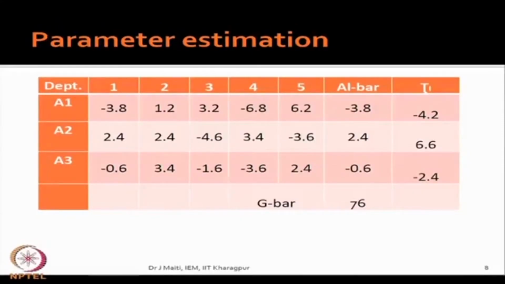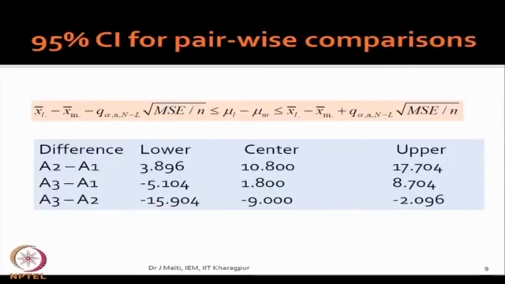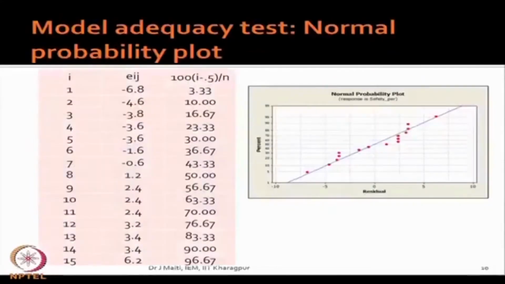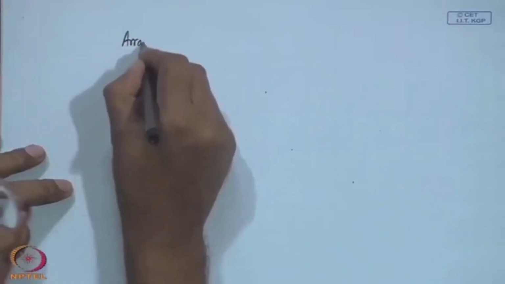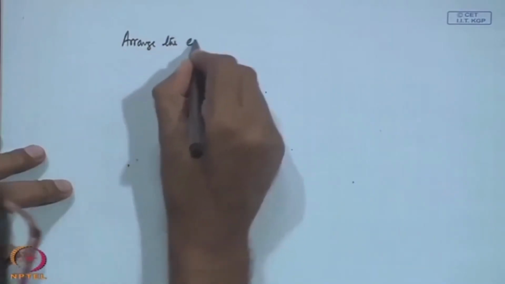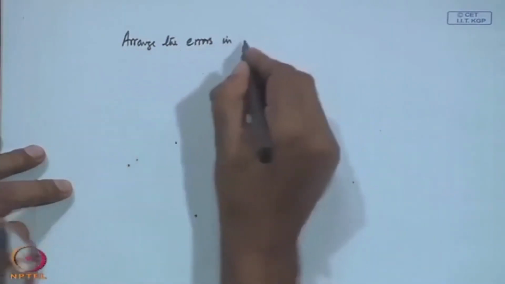go for certain adequacy tests, as well as the normality test and other tests. Suppose I want to do the normality test. This is known as the model adequacy test. What way will you do the normality test? How do you go about it? Because you have to do it from the errors. So the first step is to arrange the errors in ascending order.